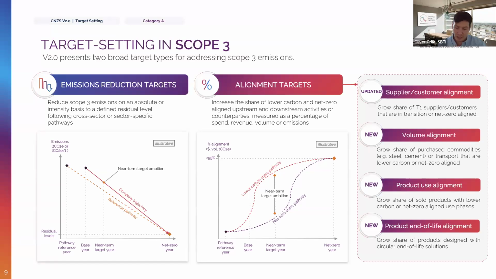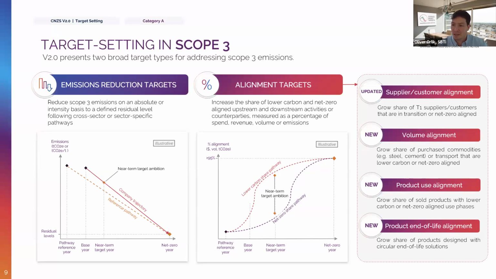And so, for example, you could set a supplier alignment target to have 70% of your tier 1 suppliers to be net zero aligned by 2030. You could set a volume alignment. So you could say 30% of my purchased goods and services will be low carbon options. And this would be useful if you're in an industry, for example, steel, where you could procure green steel. And we will outline which commodities are going to be low carbon or net zero aligned in following guidance.